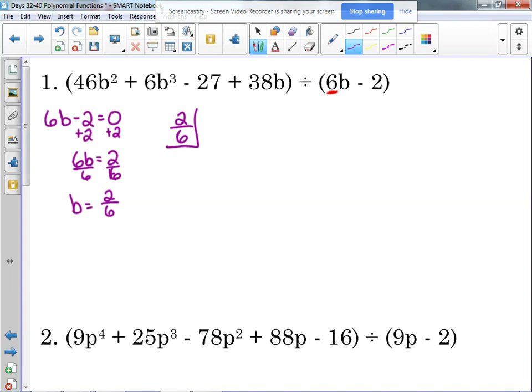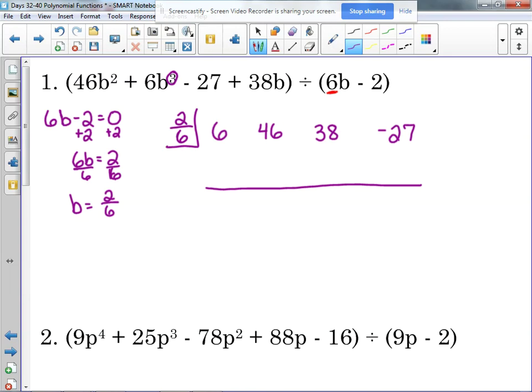We still need to make sure that our numbers are listed in order. So highest powered exponent first. The highest power I see is 3, so its coefficient of 6 goes first. After 3 comes 2, its coefficient was 46. After 2 comes just the plain variable, so that's 38. After the plain variable comes a constant, that's negative 27. Okay. This time we don't want to reduce. Okay, any other time we would.